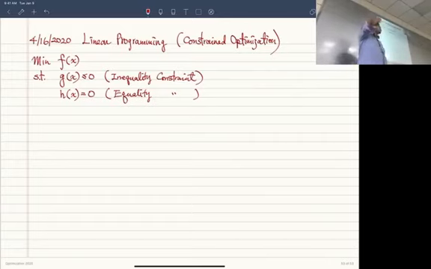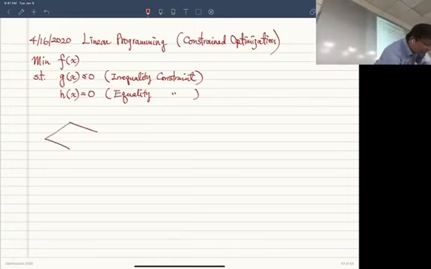So let's right now start to think about some very simple problem. Let's say we are trying to design maybe a box. So let's say we have a box, and the size of the box could be defined by x1, x2, and x3. So the total volume of this box would be x1 times x2 times x3.